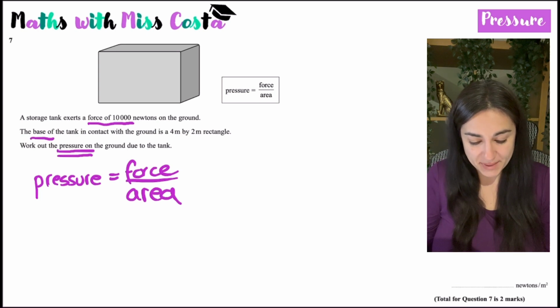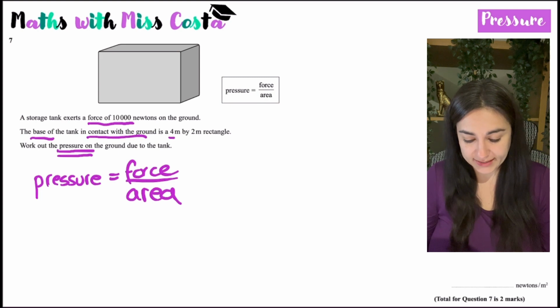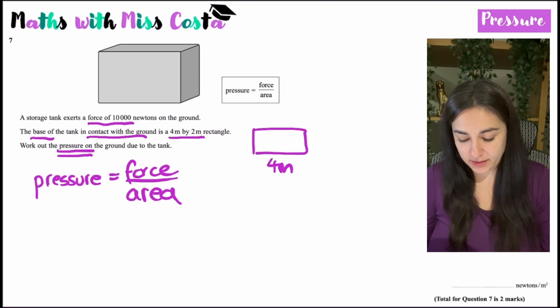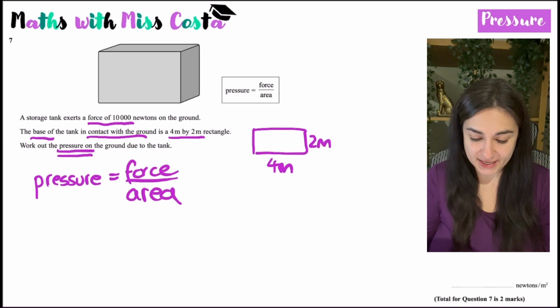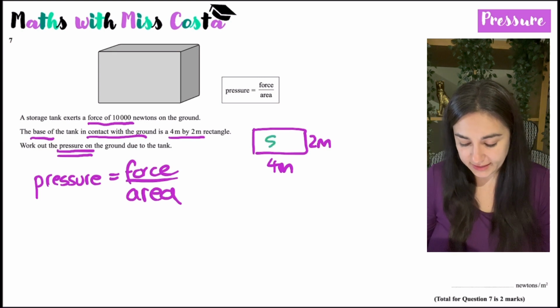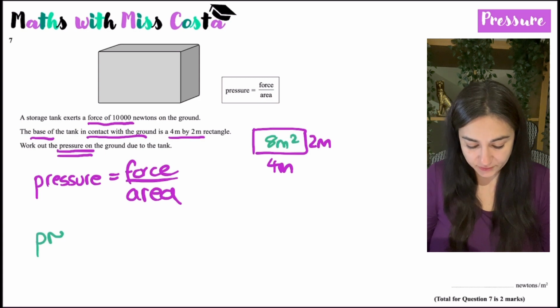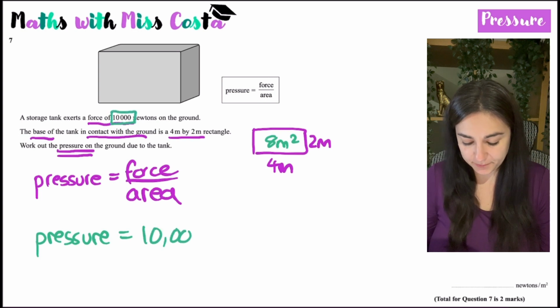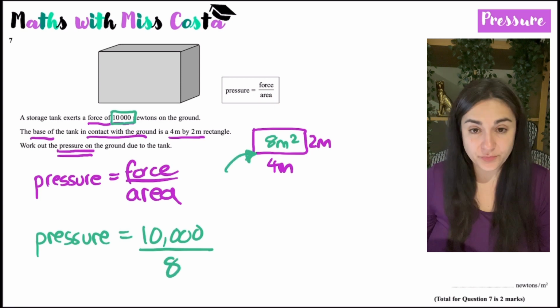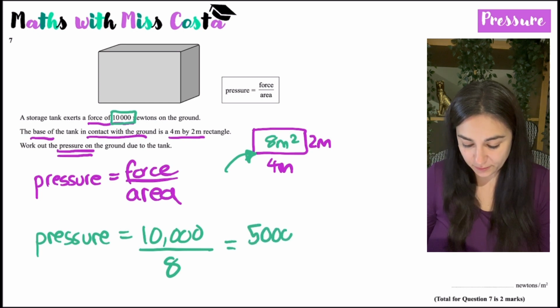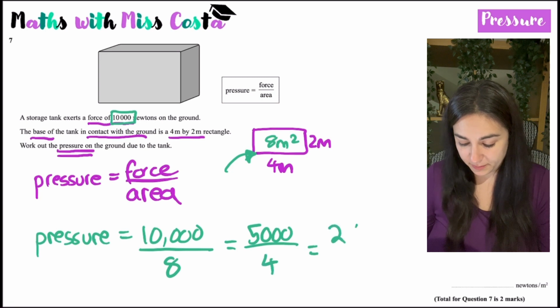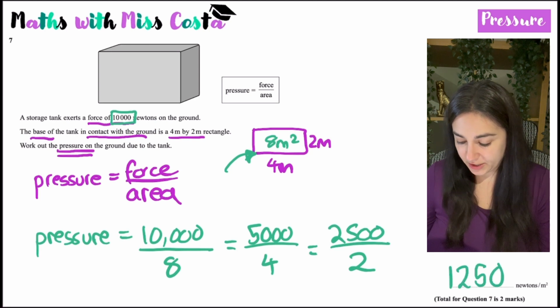So I'm told that the base of the tank in contact with the ground is a 4 meters by 2 meters rectangle. So how do I work out the area of a rectangle? I just do base times width or height. So that would be 8 meters squared. So to work out the pressure, I do the force, which is 10,000 newtons, divided by the area, which I worked out as 8. Okay, now once again, what can I do? Just simplify it. So divide it by 2, that would be 5,000 divided by 4, divided by 2 again, 2,500 divided by 2, and then you're left with 1,250 newtons per meter squared.